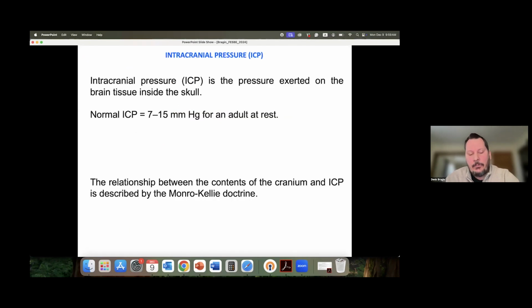So why am I talking about intracranial pressure? I need to give a couple of concepts of it. Intracranial pressure is the pressure exerted on the brain tissue inside the skull, and it's about 7 to 15 millimeters of mercury in an adult at rest. The relationship between the contents of the cranium and intracranial pressure is described by the Monro-Kellie doctrine.